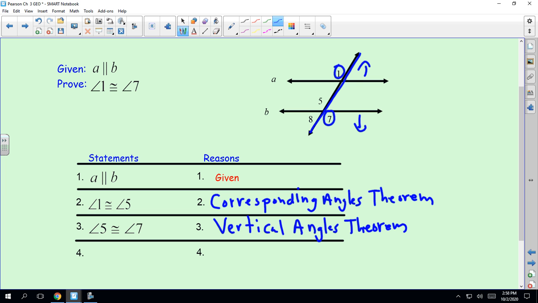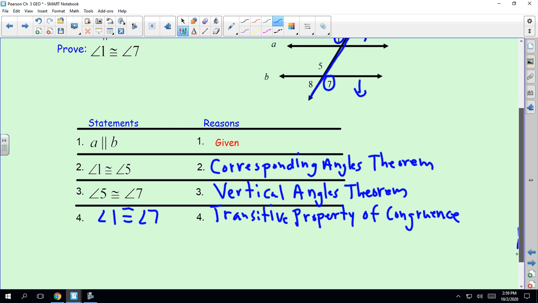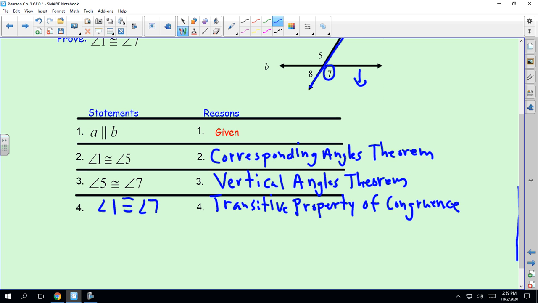Number 4, we have two things congruent to the same thing. That is 1 and 7. So angle 1 is congruent to angle 7, and that is by the transitive property of congruence. So 3 different angle types are congruent if lines are parallel. It's corresponding angles, alternate interior, and alternate exterior. So both the alternate ones and the corresponding one.